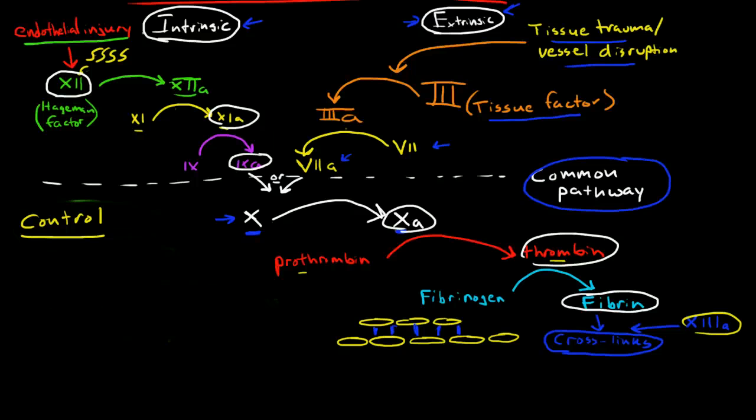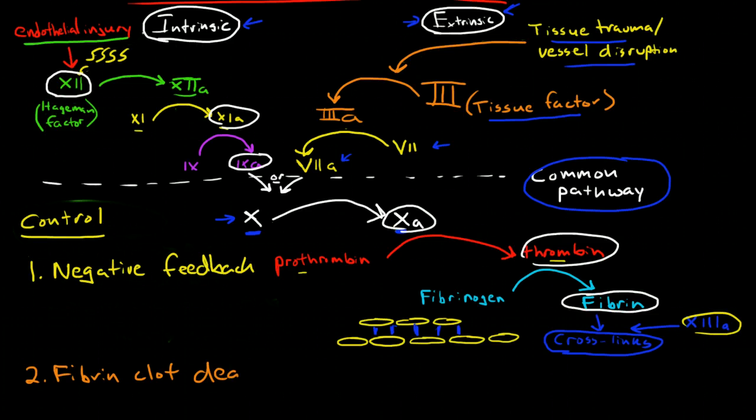Okay, so there's two basic control systems in our coagulation system, and the first is negative feedback, and the second is fibrin clot degradation, or breakdown.